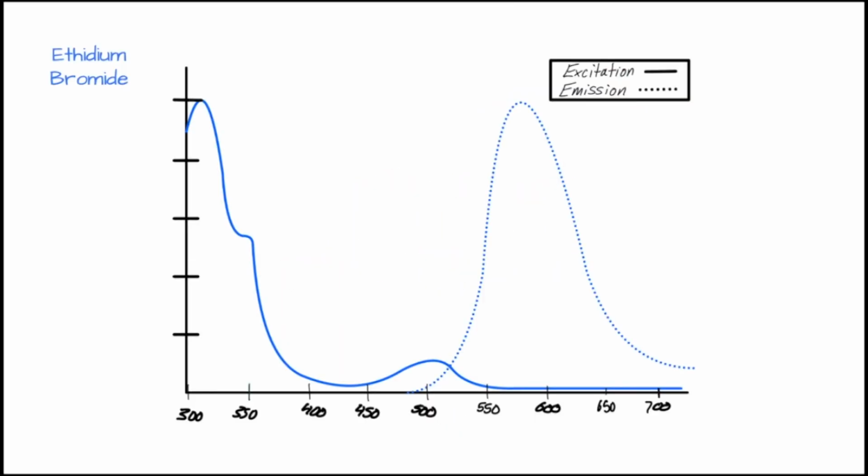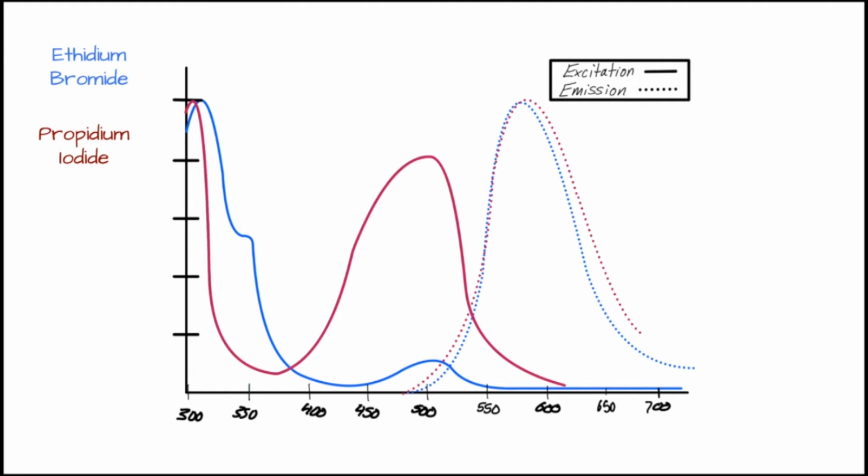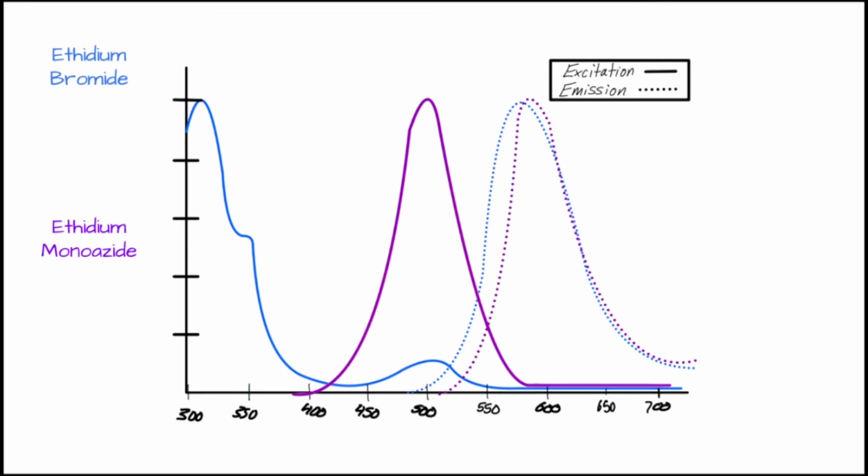Dyes of the phenanthridine family also exhibit similar spectral characteristics. Propidium iodide is excitable at non-UV wavelengths far more efficiently than its Ethidium bromide counterpart. This is desirable for laboratory use as UV wavelengths degrade DNA.